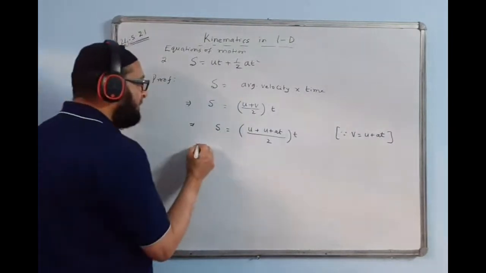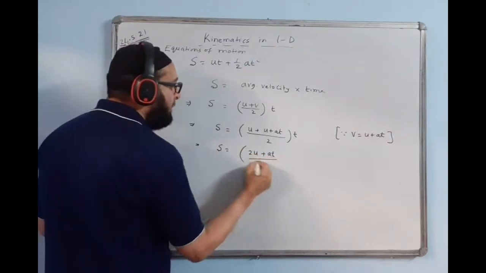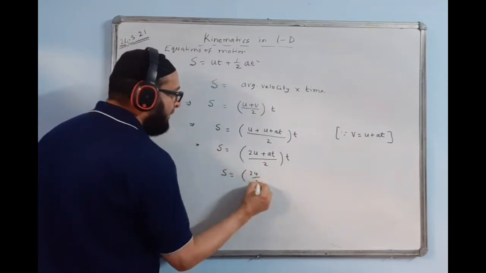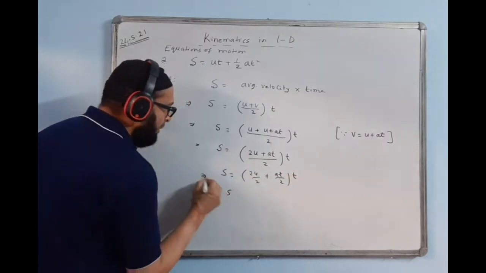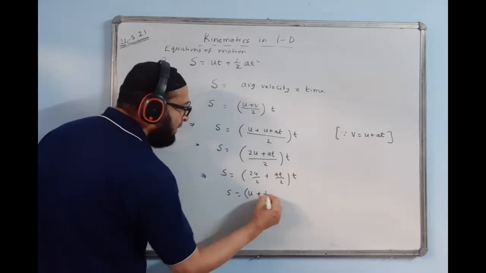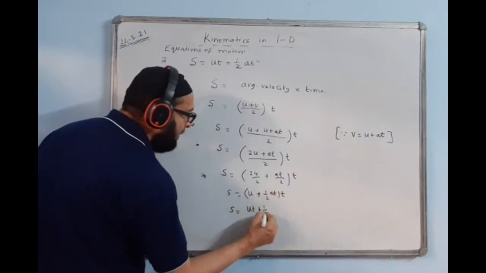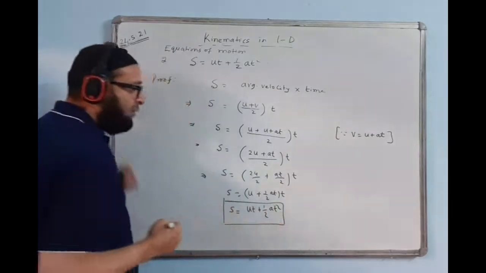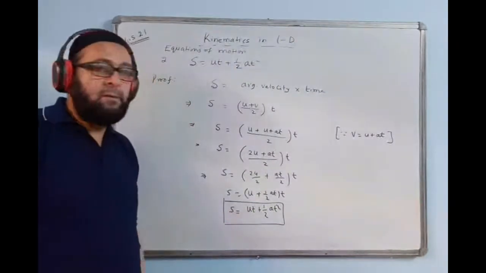And now let us work this out. You get S equals u plus u becomes 2u plus at by 2 into t. I'll separate it. You write 2u by 2 and here you get at by 2 into t, outside 2 cancels. You get S is equal to u plus 1 by 2 at into t. Let us open the bracket. You get ut plus half at square. So this becomes the formula. This is how we derive this formula.